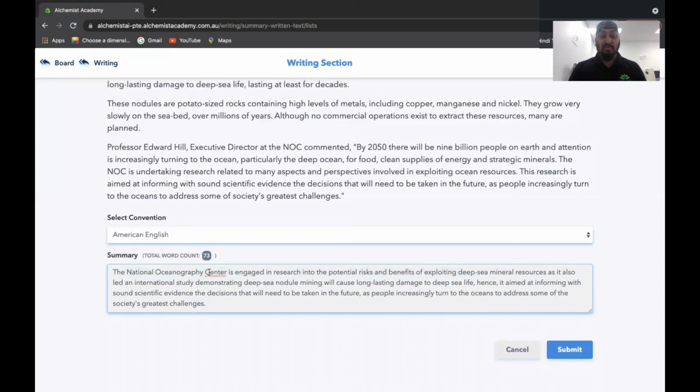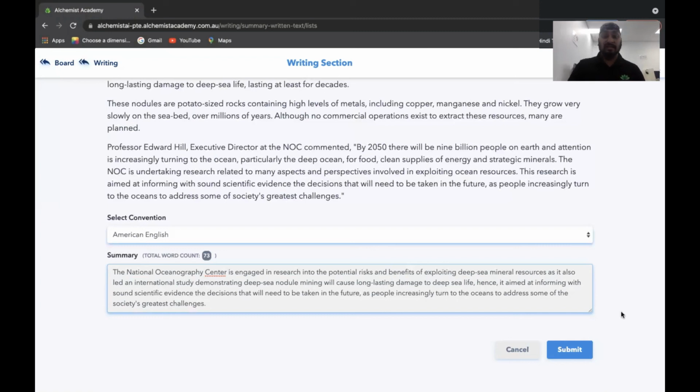So it says the National Oceanography Center is engaged in research into the potential risks and benefits of exploiting deep sea minerals. So there's one point that this agency is engaging into the potential risk and benefits of exploiting deep sea mineral resources. The second point is it also focuses on the damages to the deep sea life. And the last part over here says that they actually are providing evidence to demonstrate all these features of the research.